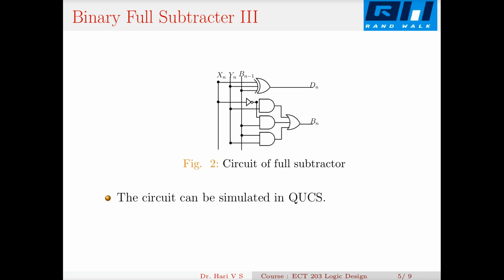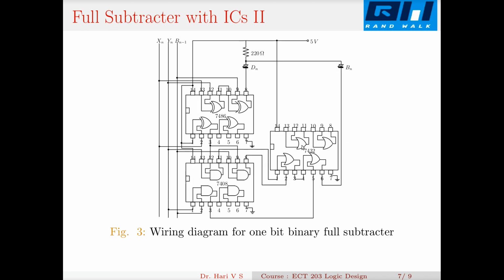So if it is X, the output will be X complement. So you can use one of the exclusive OR gates as an inverter. So you need an exclusive OR gate, a 7486, an AND gate, that is 7408, and an OR gate, 7432. Okay, so that circuit will look like this on board.